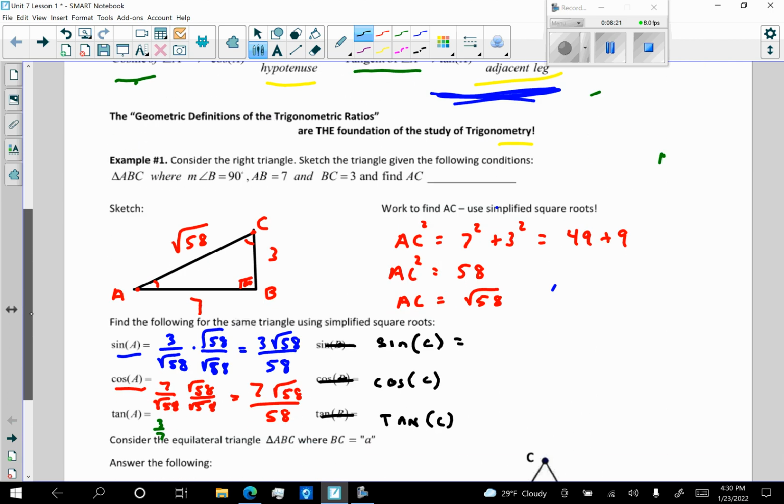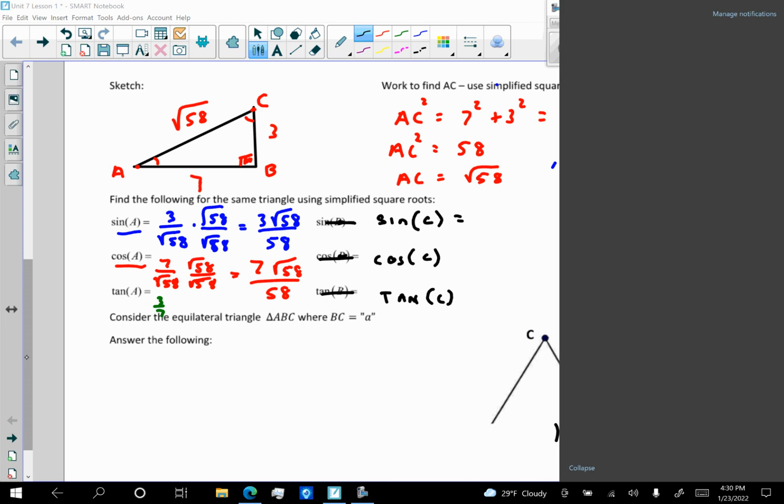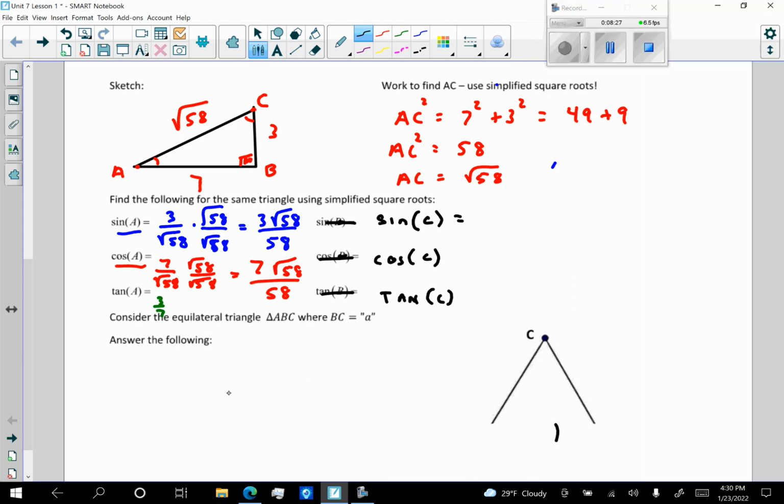So let's find the sine of C, and we know the sine of C by looking at my definition. The sine of an angle is the opposite leg over the hypotenuse. If I'm looking at angle C, the opposite leg is going to be 7. So this one, I'm going to do this in blue as well, that's going to be opposite over hypotenuse, which is 7 over square root of 58. And I already know what that is simplified. That's going to be 7 square root of 58 over 58. And that's interesting, that the sine of A is equal to the sine of C is equal to the cosine of A. That is a property that we'll talk about down the road, not today.